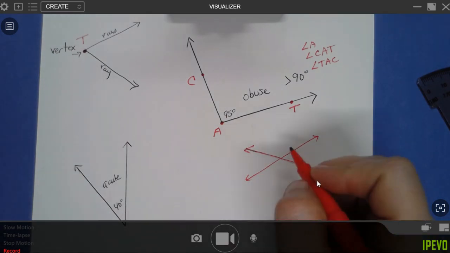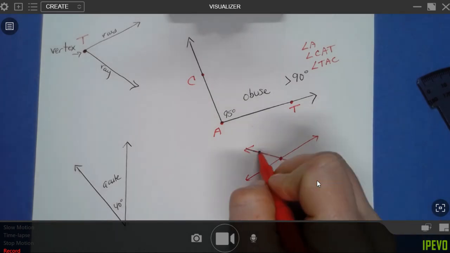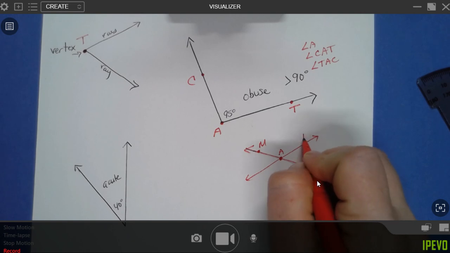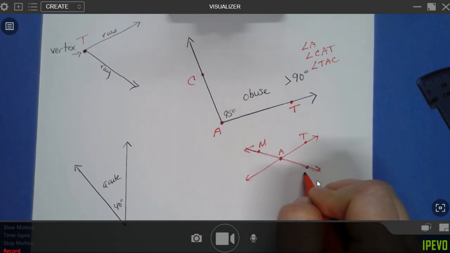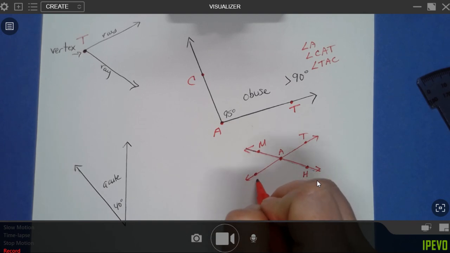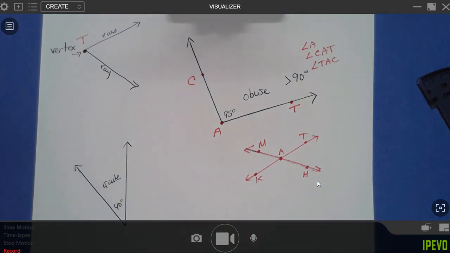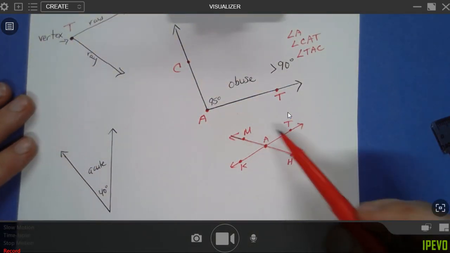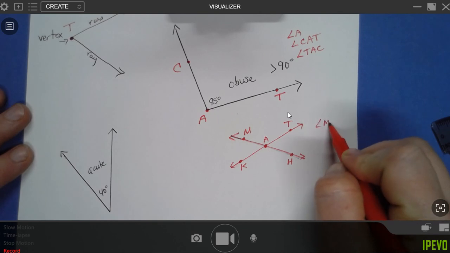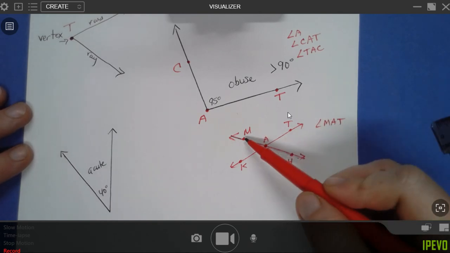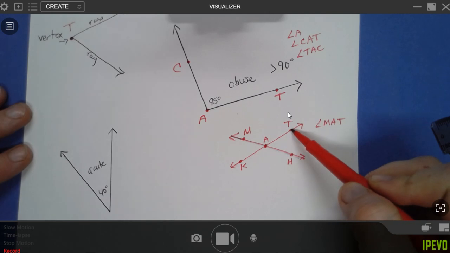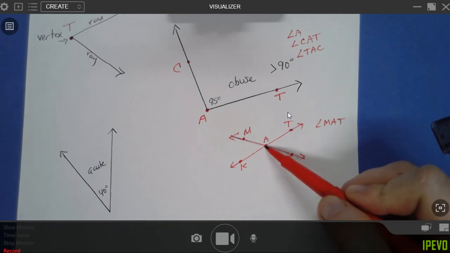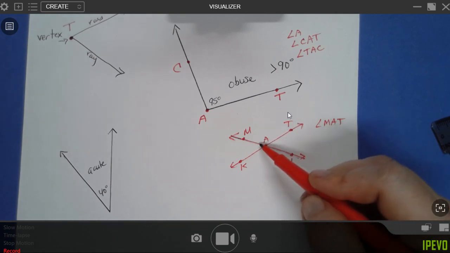So if we go down to something like this, we can have, let's see, M A T H K, something like this. And now we can identify these different angles and we can say, okay, I want to talk about angle MAT. So basically it's directions. Start at M, go to A, then go to T. Oh, so we're talking about this angle here.